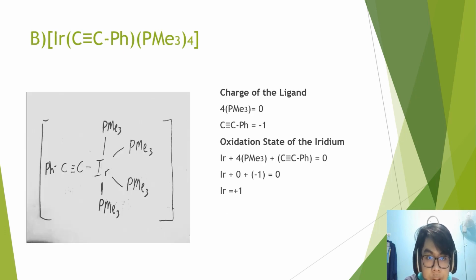For 1b, the chemical structure for the complex is shown in the diagram. The charge for phenyl acetylate ion is -1, while trimethylphosphine is neutral. Therefore, we can calculate the oxidation state of iridium, which is +1.